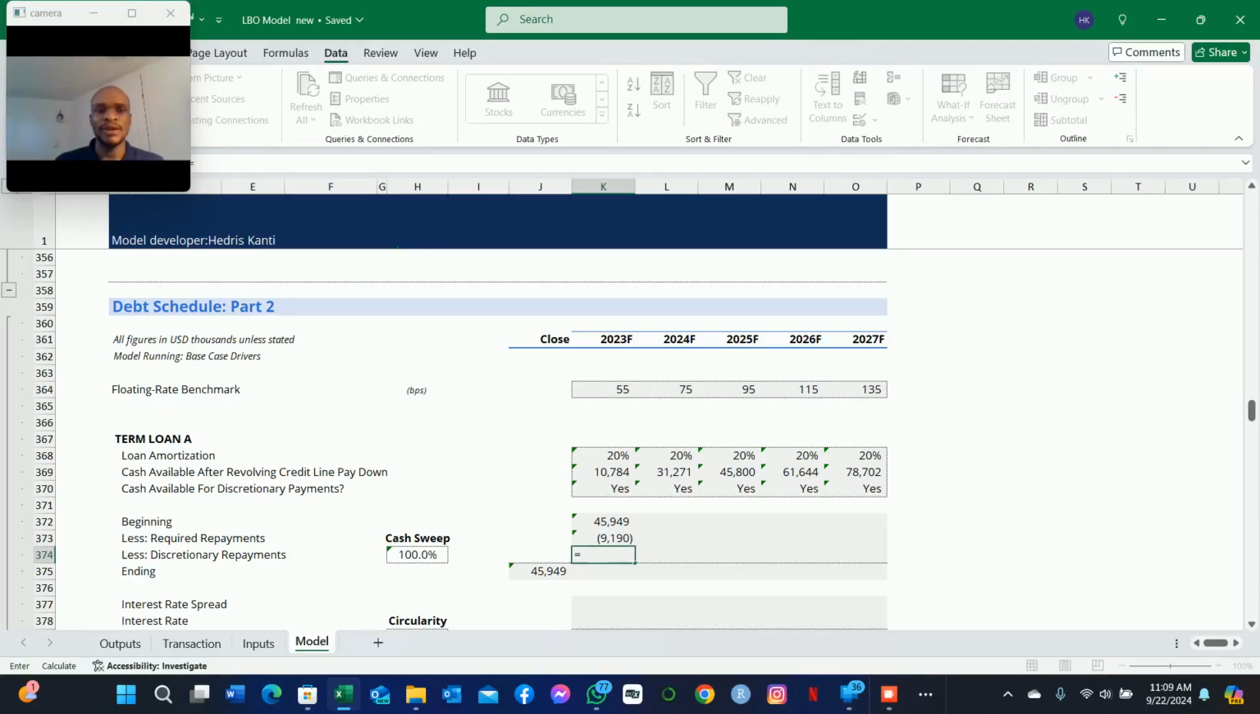So it's also going to be equal to, instead of using an if statement, we'll just use the minimum of. We'll take the cash sweep amount and reference that, pressing F4 3 times so that we can fill it right, and then we multiply it by the cash available after the revolver has been paid, that is the cash available to pay down this debt. So we are taking that amount and multiplying it by that amount.